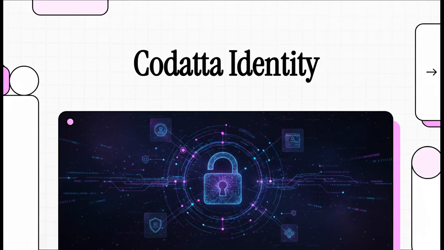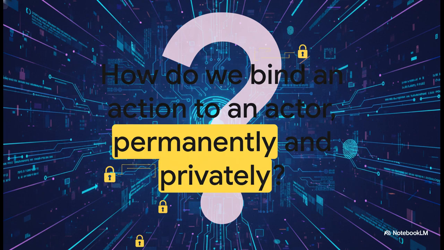I need your full attention, because what we're talking about today is the bedrock of our entire system. How you handle identity affects everything we build. So let's just boil it all down to a single question. This is the core problem we're all here to solve. How do we create an ironclad link between an action and an actor? And how do we do it in a way that's permanent, but also respects privacy?